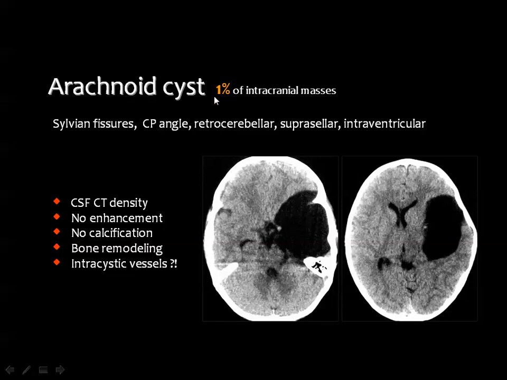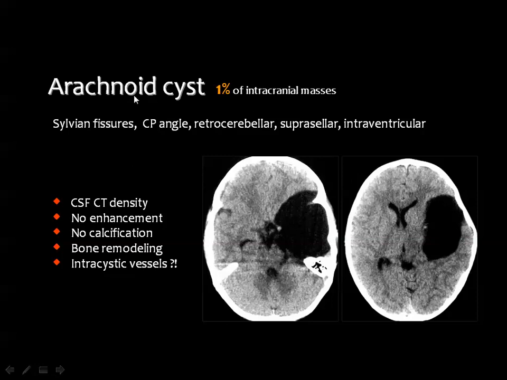It has an incidence of about 1% of all intracranial masses. This cyst has a predilection for the region of the sylvian fissure or against the greater wing of the sphenoid, anterior to the inferior part of the temporal lobe. Also, it can occur at the cerebellopontine angle, in the retrocerebellar area in the region of the cisterna magna, as well as in the suprasellar area, and it can also occur inside the ventricle. These are the CT images showing the typical appearance and typical location of the arachnoid cyst in the temporal area in the region of the sylvian fissure.